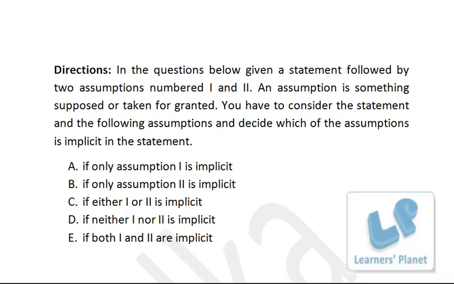Now friends, as I've already told you, in this session we'll be discussing problems based on statements and assumptions. Here the direction is: in the questions below, a statement is given followed by two assumptions numbered 1 and 2. An assumption is something supposed or taken for granted. You have to consider the statement and the following assumptions and decide which of these assumptions is implicit in the statement. Right, and you have 5 options: if only assumption 1 is implicit, if only assumption 2 is implicit, either 1 or 2 is implicit, neither 1 nor 2 is implicit, if both of them are implicit.